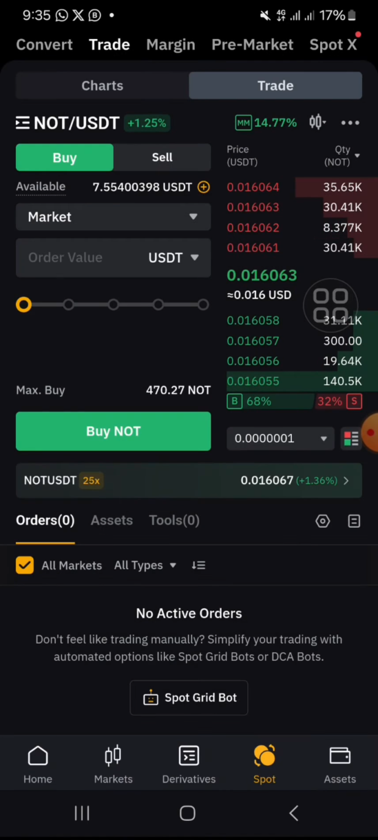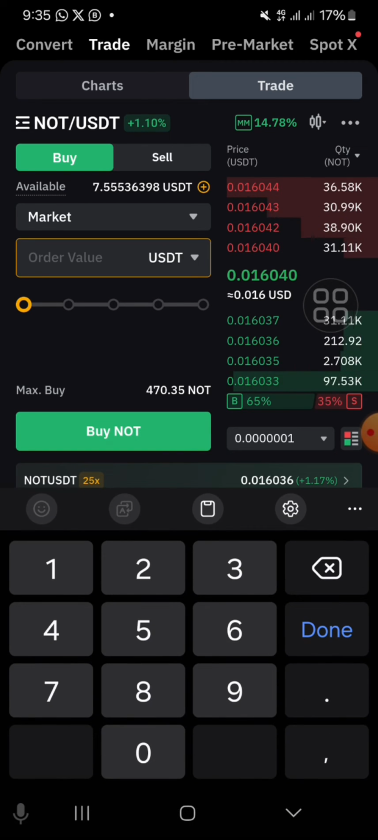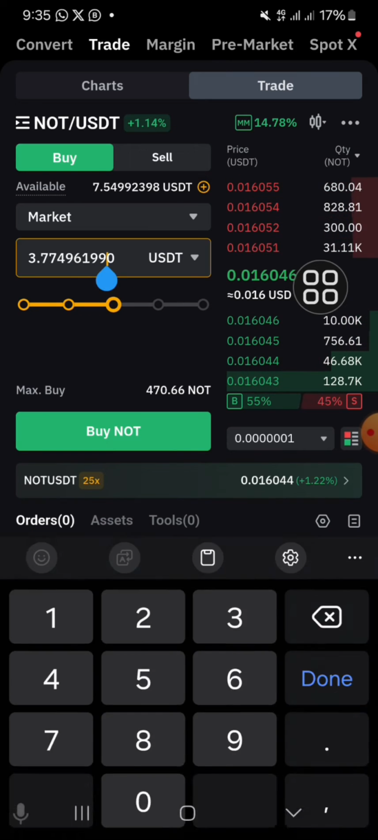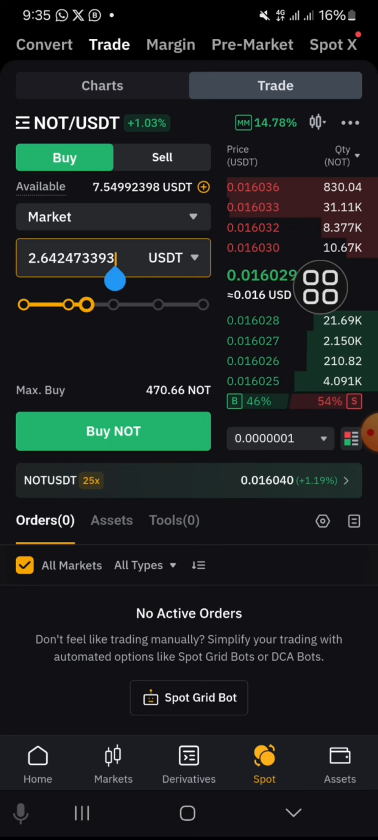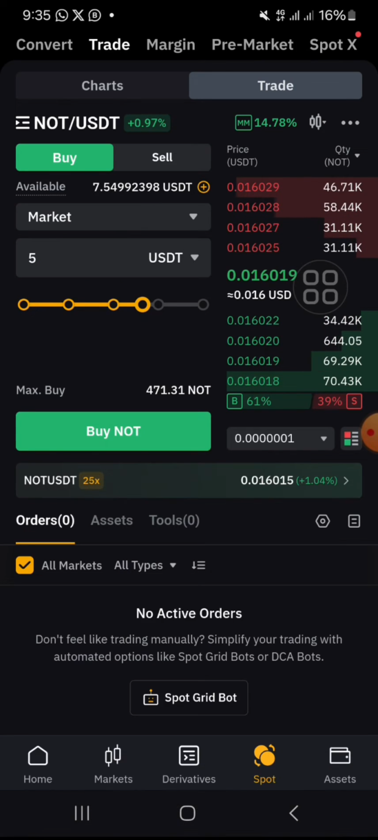If you want to buy Notcoin at the current market price, then you have to put this order at market, then the amount of Notcoin you want to buy in USDT. Let's say order value, the amount. Let's say I want to buy $5 worth of Notcoin. You can see I just type it on this place. You can use this slider to buy it, but it's more preferable you just type the amount. Then if you click on buy Notcoin right now, it's going to buy Notcoin for me at this current market price.